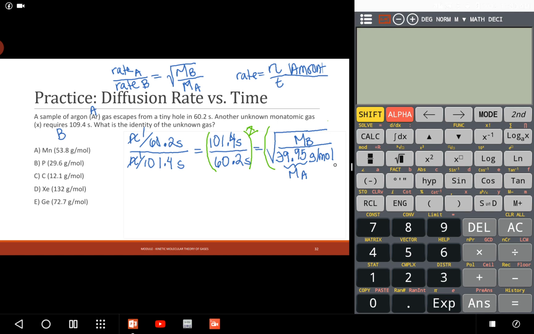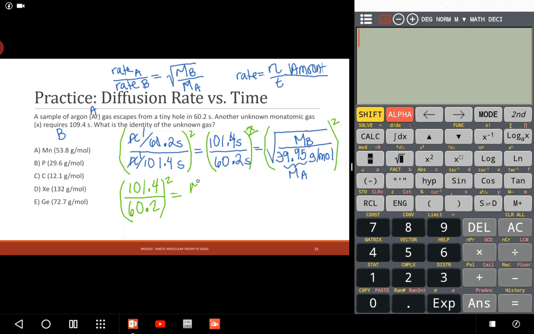I'm going to write in the square. Anything you do to one side of the equation, you really need to do all over the place. Because I put equal signs in all of these, I really need to keep everything equal, and I do that by doing that operation all over the place. So it's going to be 101.4 divided by 60.2, squared.